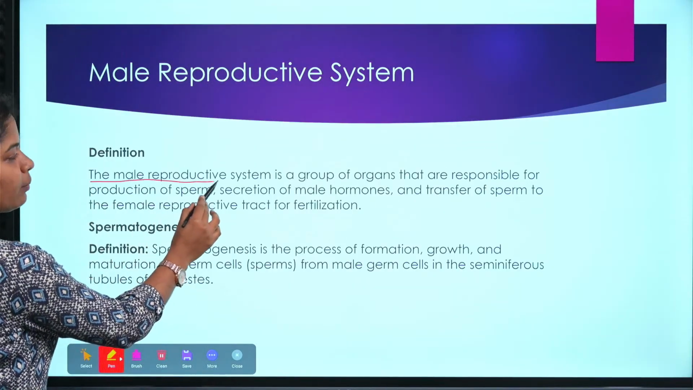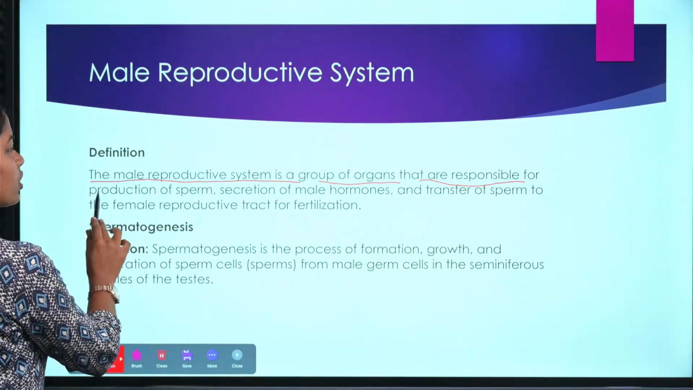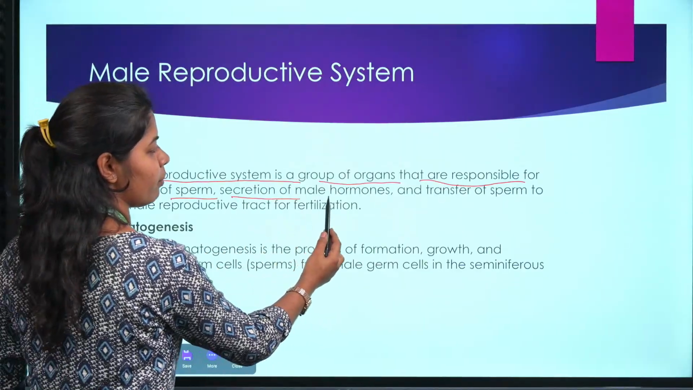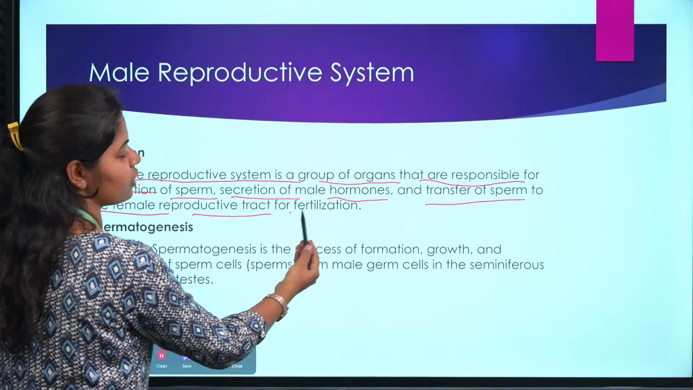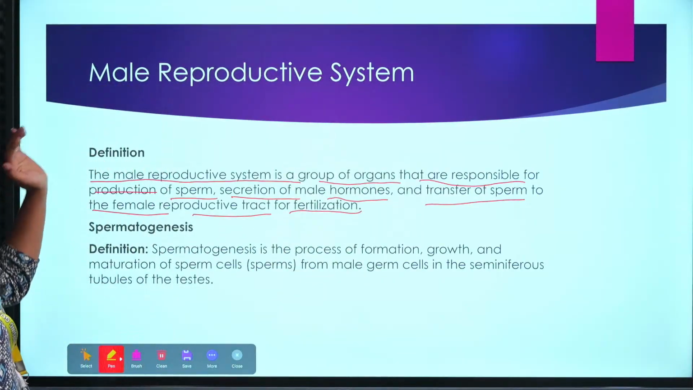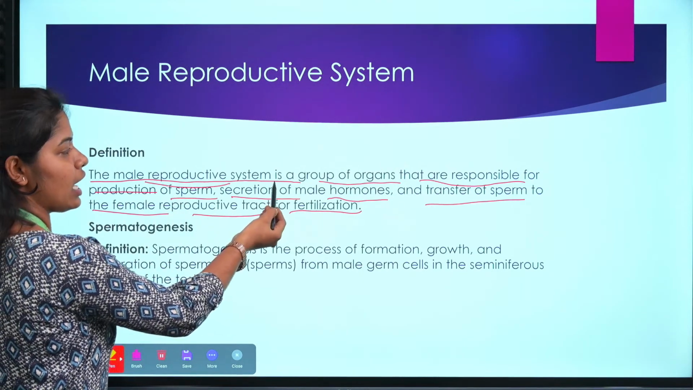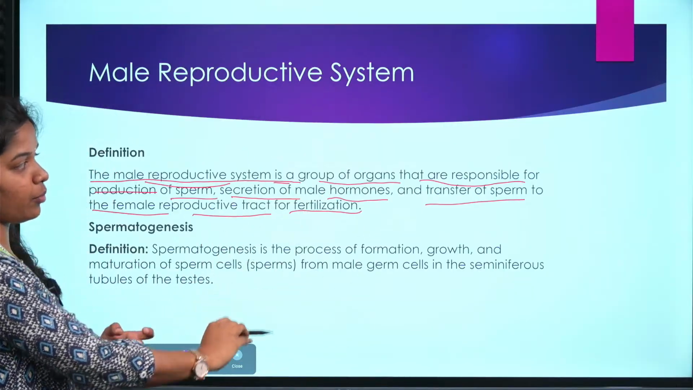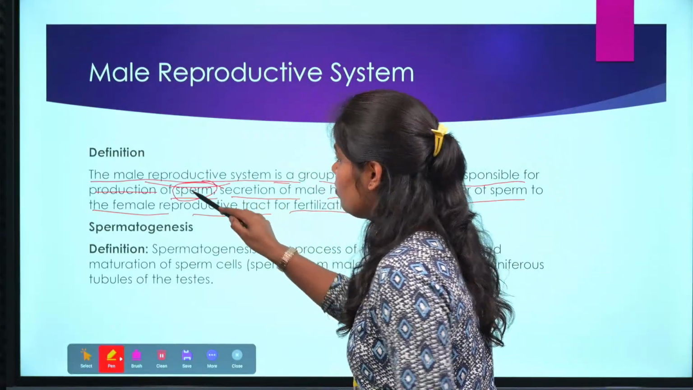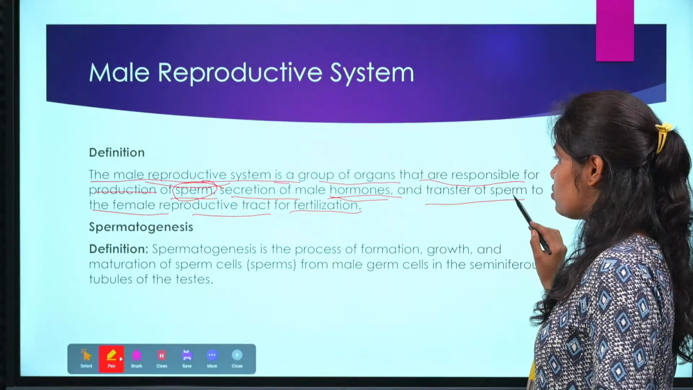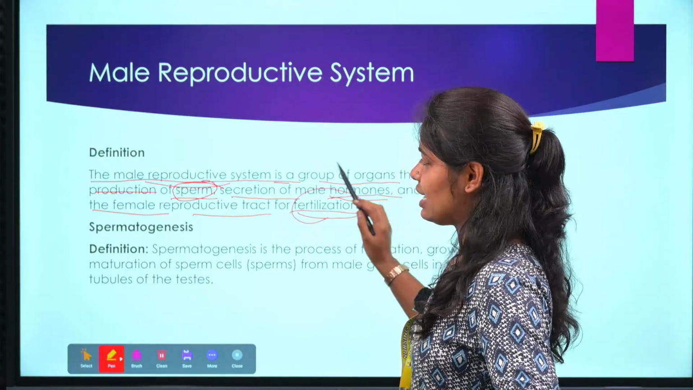The male reproductive system is a group of organs that are responsible for production of sperm, secretion of male hormones and also transfer of the sperm to the female reproductive tract for fertilization. The male reproductive system is a group of organs present in the reproductive system of males. It is responsible for production of the sperm, secretion of the male hormones and also transferring the sperm into the female reproductive system for fertilization.